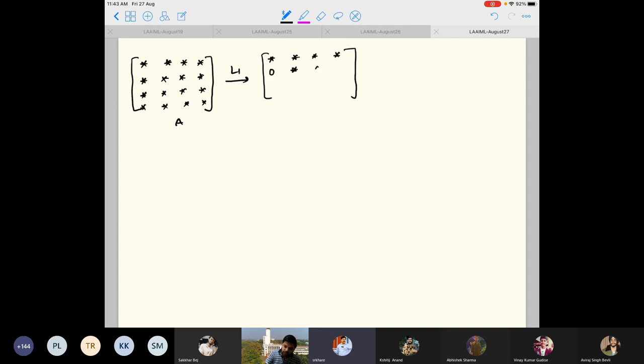I'll get a 0 here, a 0 here, and a 0 here, by multiplying by L1 on the left. So this matrix basically is L1A. And these stars, you can think of as being of different color. Every time I'll not make them of different color, but for the first time I am doing. What is really happening is that these are the entries that are changed from the original matrix. All other entries are actually the same, and you introduce 0s.